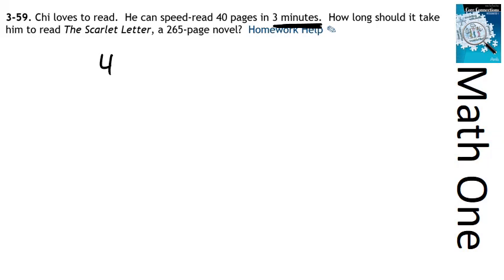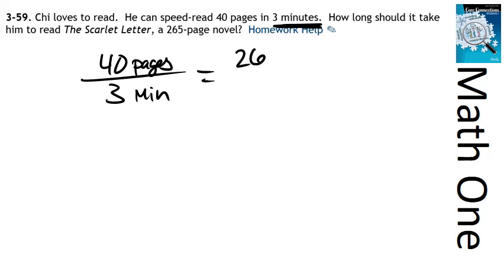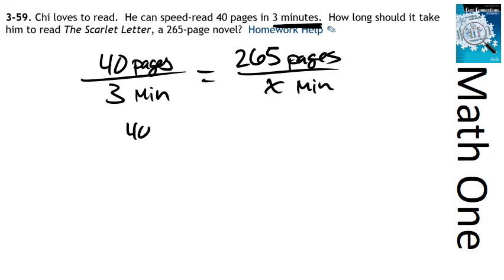So we can read 40 pages per 3 minutes. So every single time, 40 pages in 3 minutes. We're reading this novel that is 265 pages, and the question is how many X minutes will it take? Well, if you look at it, the unit for X will be minutes when we solve it. So I don't need to float these units around right now. I'm just going to write 40 over 3 equals 265 over X.